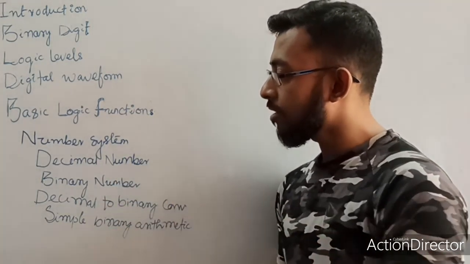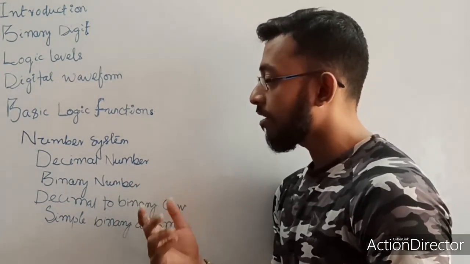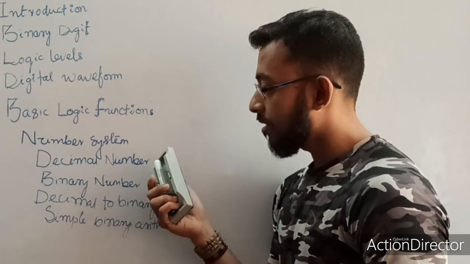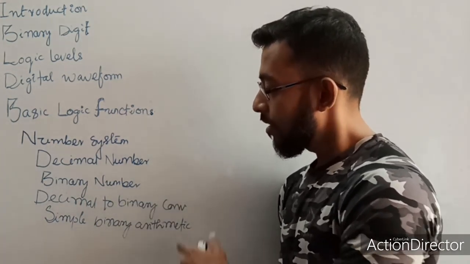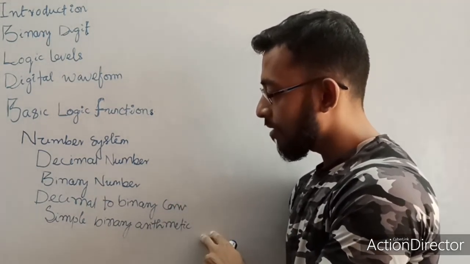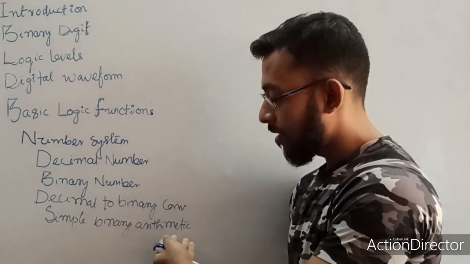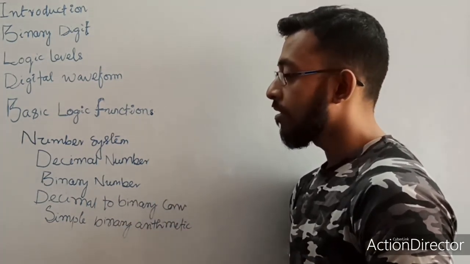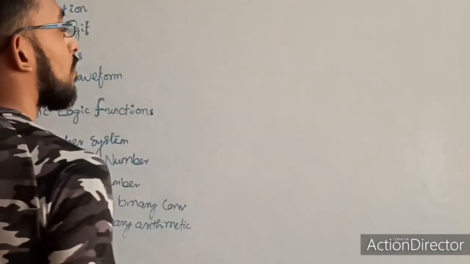So, the number system: what are the number systems that we use in digital waveforms or digital communication, then what is the decimal number system, what is the binary number system, how to represent them, how to convert from decimal to binary or from binary to decimal, and lastly we will see some operations on the binary number system, that is, the arithmetic operations. Using all these points, our first chapter, digital electronics principles, will be complete.